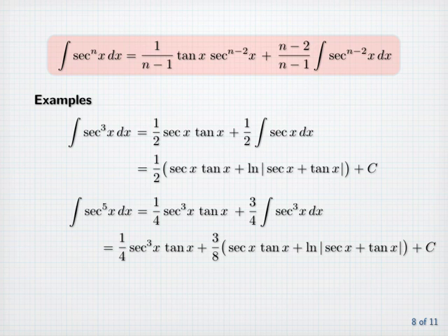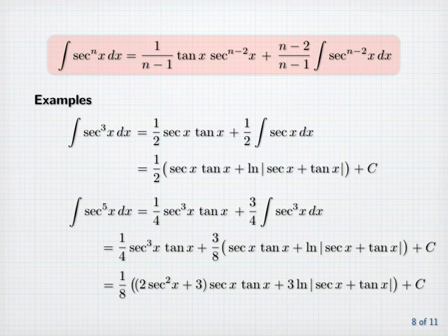Now let's clean this up a little bit by factoring out 1/8 and then noticing that the first two terms share the common factor secant x times tangent x. So let's write 2 times secant squared x plus 3 times secant x tangent x plus 3 times the natural log of the absolute value of secant x plus tangent x plus c.